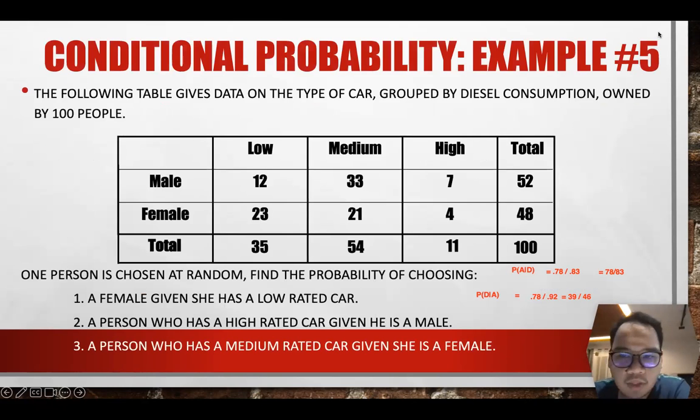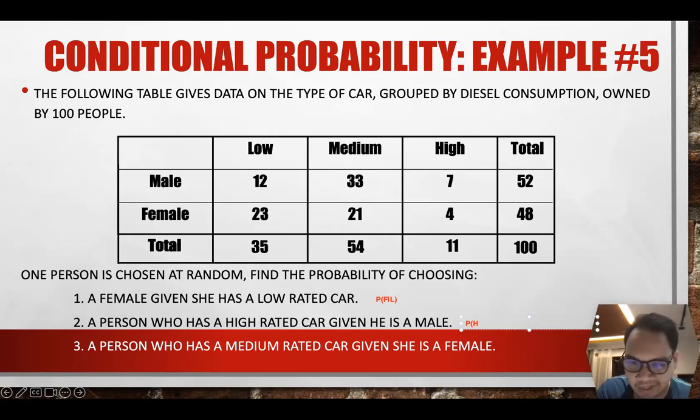This will be our example 5, the last example, I suppose. The following table gives data on the type of car grouped by diesel consumption owned by 100 people. One person is chosen at random. Find the probability of choosing: we have low, medium, and high rated cars, and male and female drivers. For number one, what's the probability of choosing a female given that she has a low rated car? Let's call F female, so probability of F given L. For number two, a person who has a high rated car given that he is a male, so probability of H given male. And for the third one, the probability that a person has a medium rated car given that she is a female, probability of MED, so we won't be confused with male, given female.